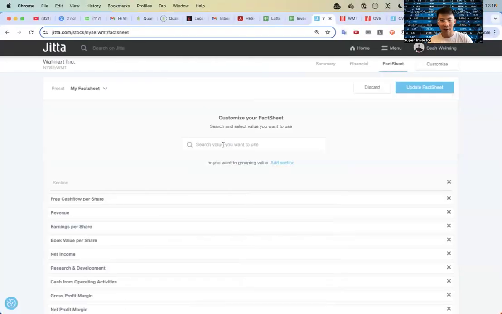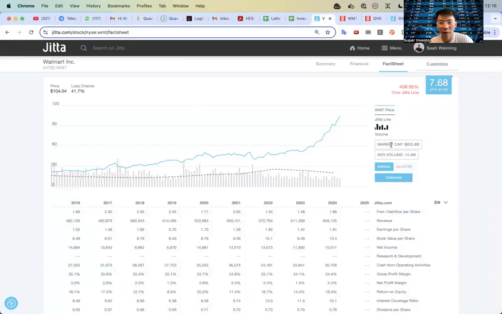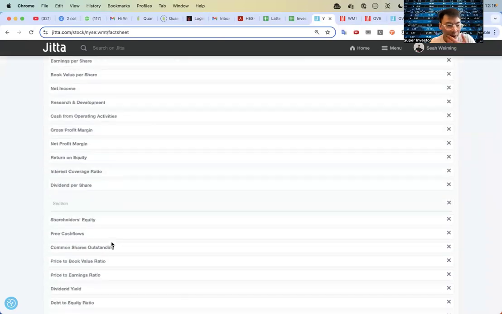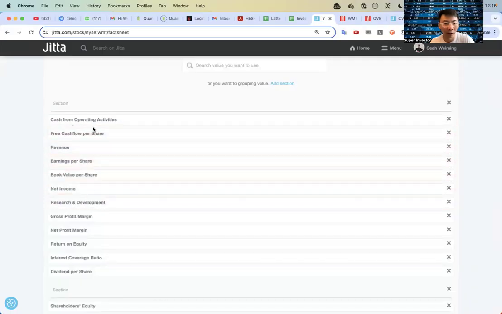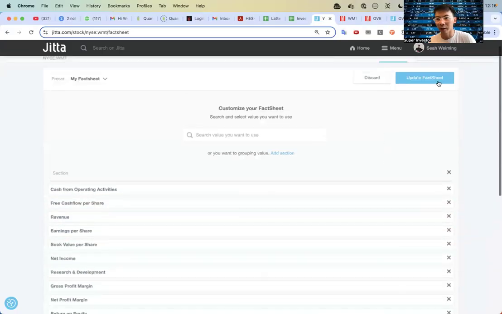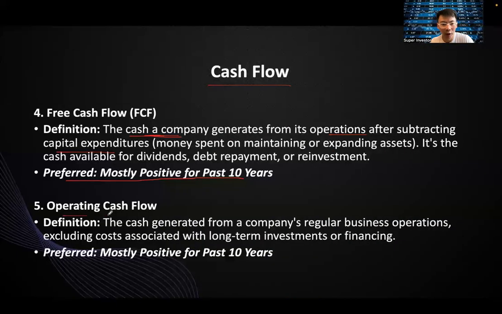Now, operating cash flow is different from free cash flow. Cash flow from operations, cash flow from operating activities. Okay, you can see it's here. It's already been added. So let me update the fact sheet. Let me find cash from operating activities. Let me just shift this up as we are looking at all this. Okay, update this. And you can see that operating cash flow means the cash generated from the company's regular business.